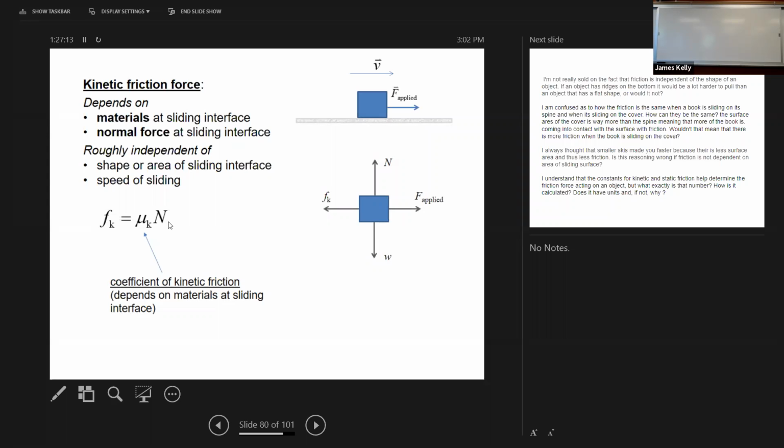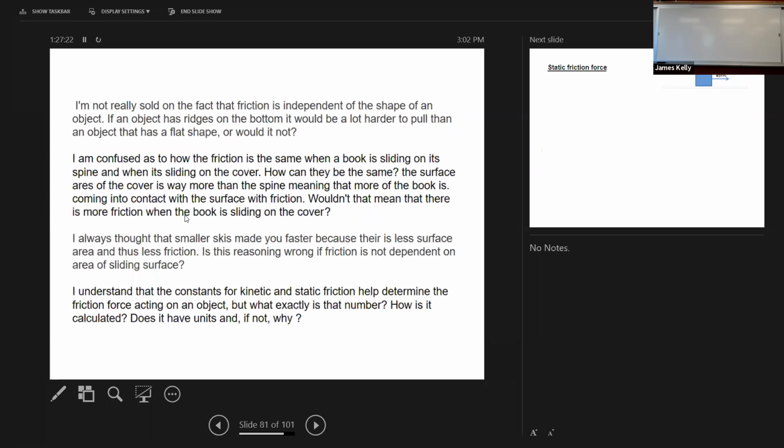So this tells us how to calculate with it, and it's pretty easy to use and hard to misunderstand this one, unlike the static friction one that we'll talk about shortly. But there were several questions about friction that I kind of threw in here. Let's just see what they say.